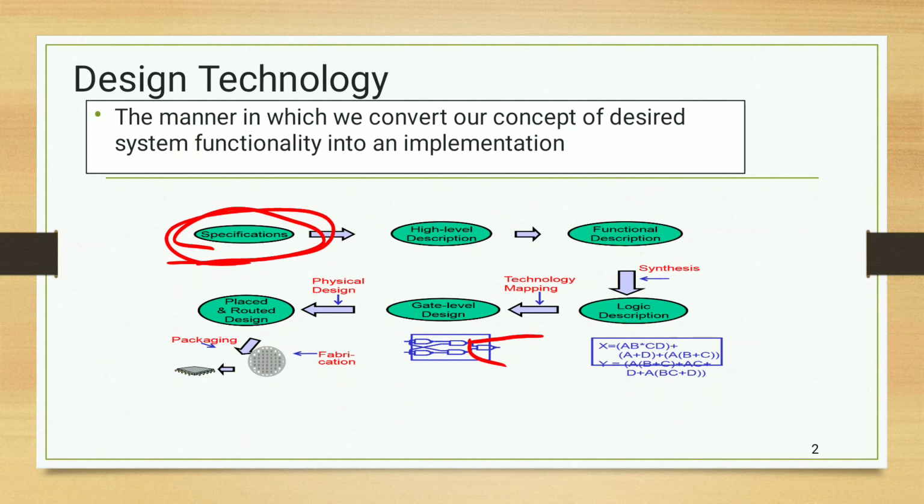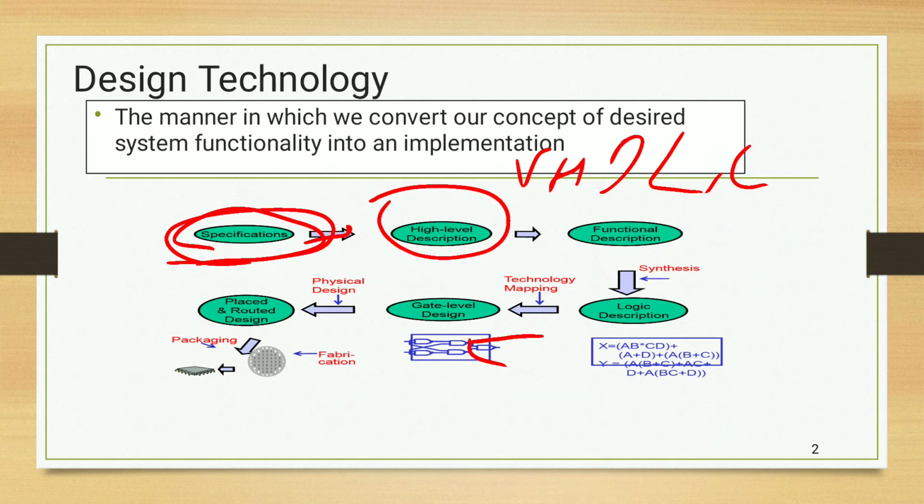Through specification it is converted to high level description. This high level description is behavioral, VHDL, or C languages. In high level description, behavioral describes the function of a circuit regardless of its implementation.